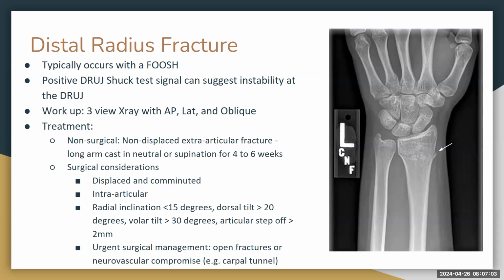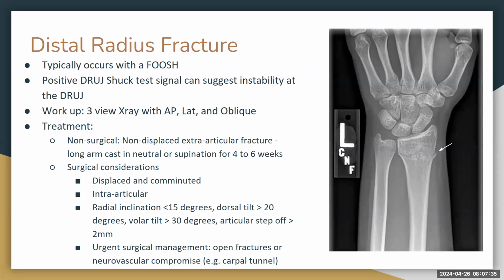Workup, we do this all the time, but getting a 3-view x-ray to take a look at that joint. And on the right, you can see fracture of the radius. It's more of a torus fracture, but still a distal radius fracture. Non-surgically, we can treat these if there's no displaced extra-articular fragments. We put them in a, they said, long arm cast, neutral or supinated, for 4 to 6 weeks. I've seen these in the short arm cast too, so seems like a little bit of a dealer's choice there.